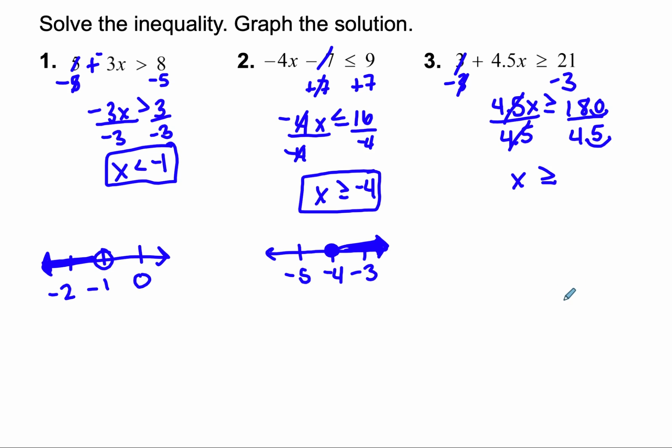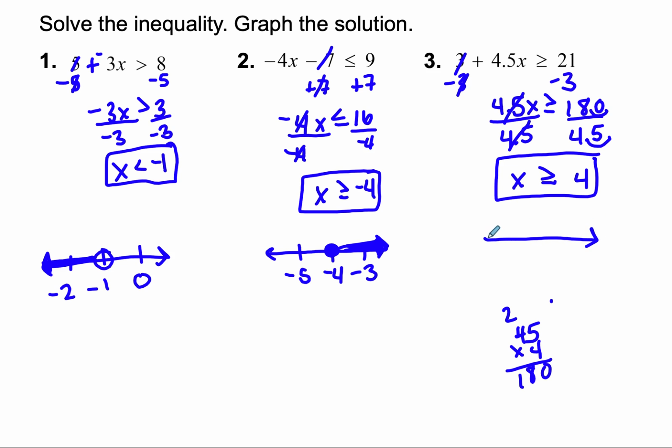And then you might have to do some guess and check about how many times 45 goes into 180. It is going to be 4, I believe. I guess I should double check just to make sure. 45 times 4: 5 times 4 is 20. 4 times 4 is 16 plus 2 is 18. Yeah, 4 times is 180. So x is greater than or equal to 4. My inequality sign stayed the same because I divided by a positive number on both sides.